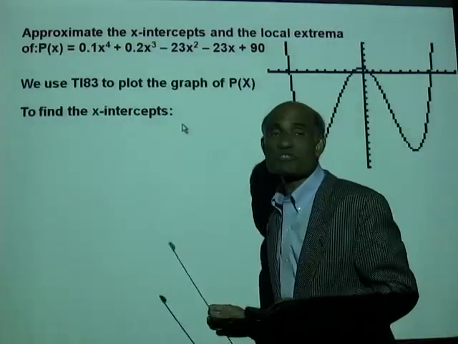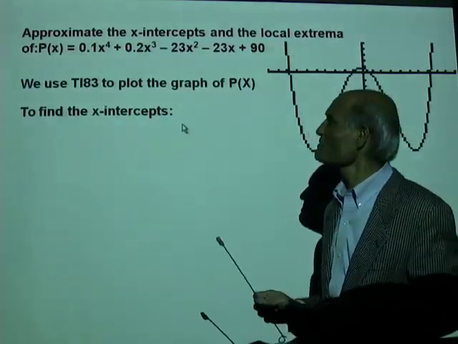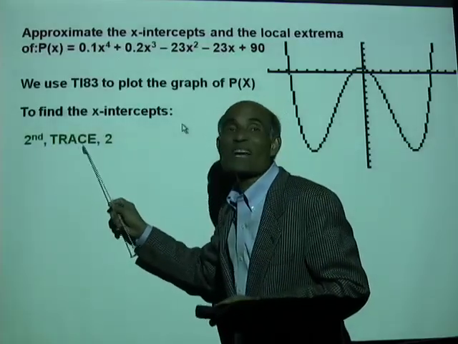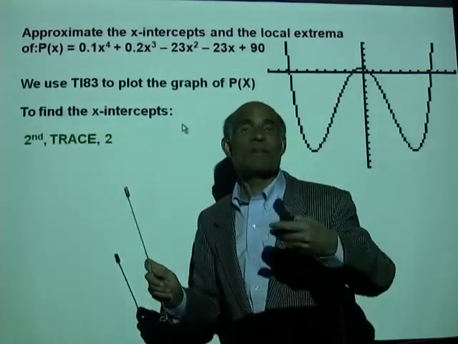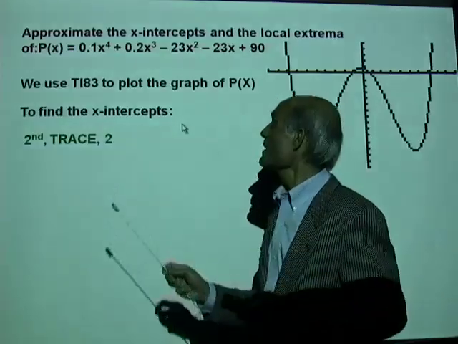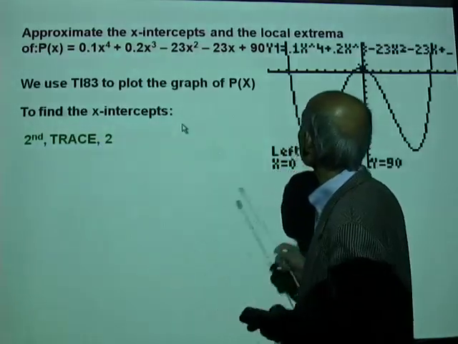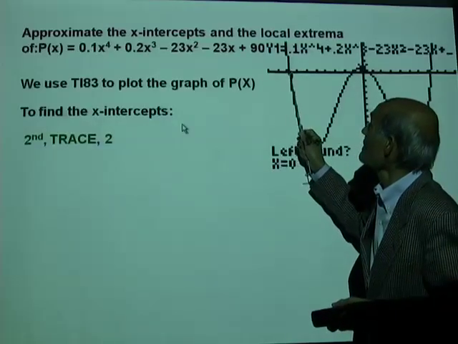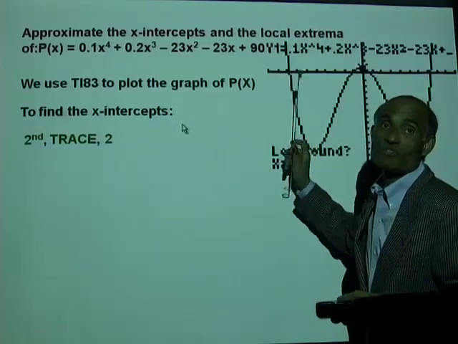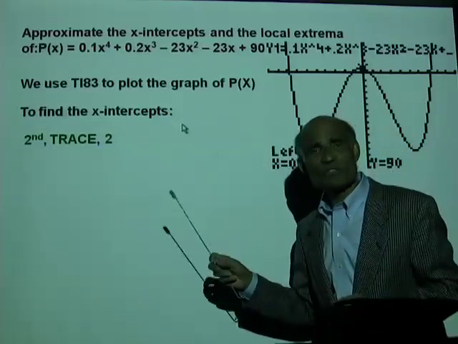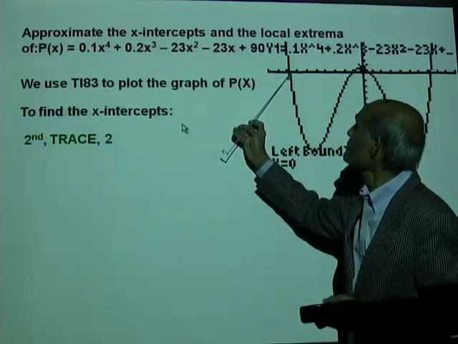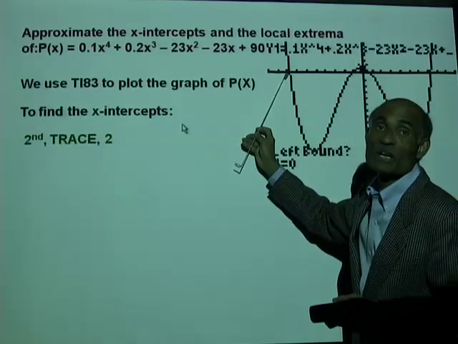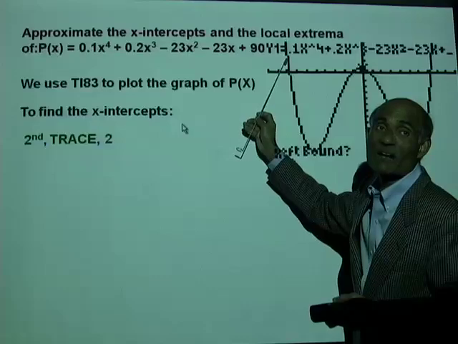Alright, let's find the x-intercept. Follow the calculator keystrokes. Now we will be using this very often. Second trace 2. That will help you to find the x-intercept. And when you do that, it will ask you for a left bound. Now this is the x-intercept you want. So to give a left bound, all you need to do is take the cursor to the left of the point here. So take it up somewhere here.